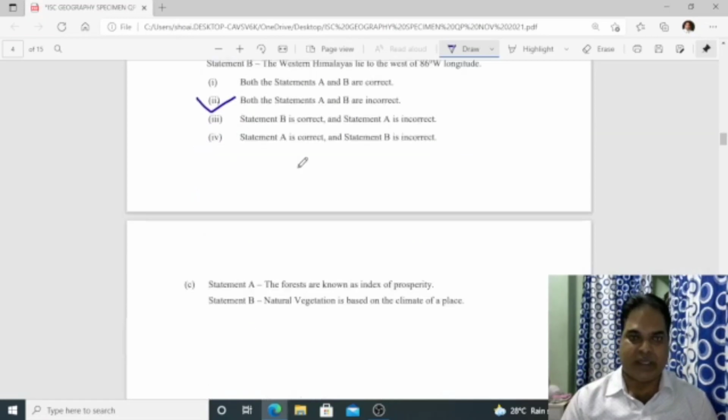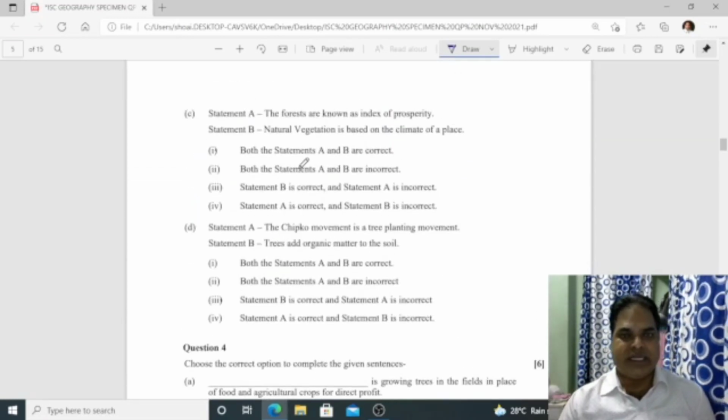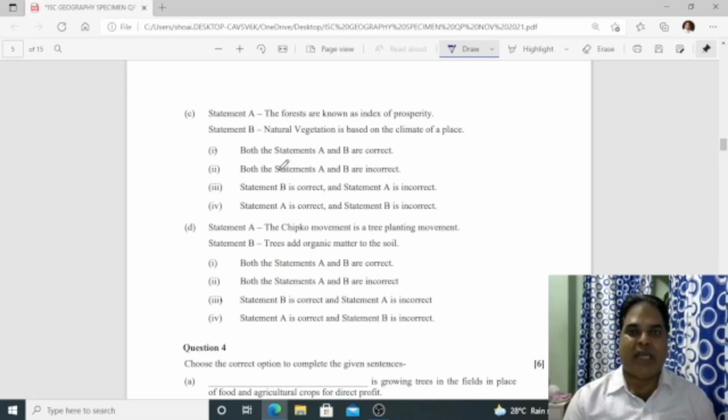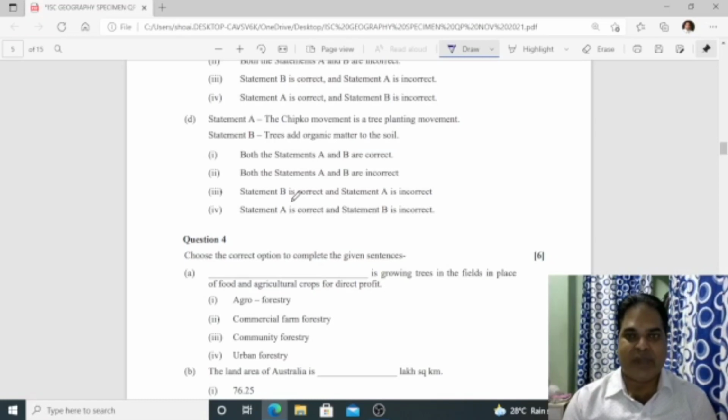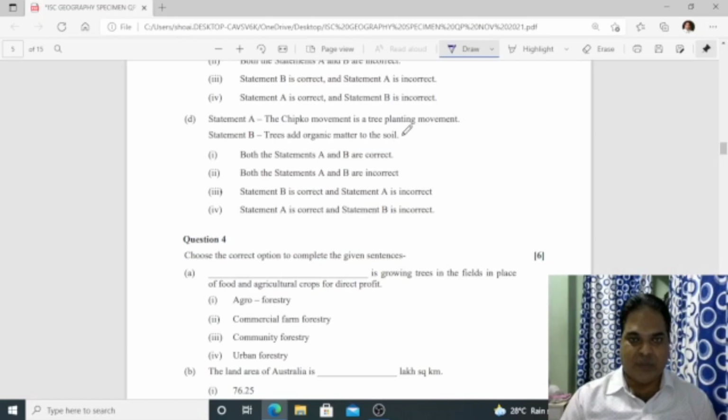Both are incorrect. Now C, statement A, the forests are known as index of prosperity. B, natural vegetation is based on climate of a place. So both the statements are correct. Number D, statement A, Chipko movement is a tree planting movement. B, trees add organic matter to soil. So A is incorrect and B is correct. Statement B is correct and statement A is incorrect.